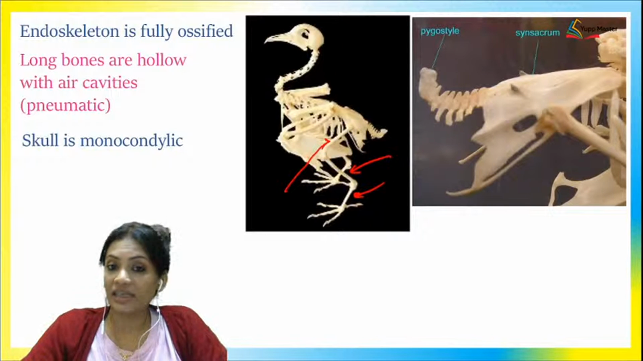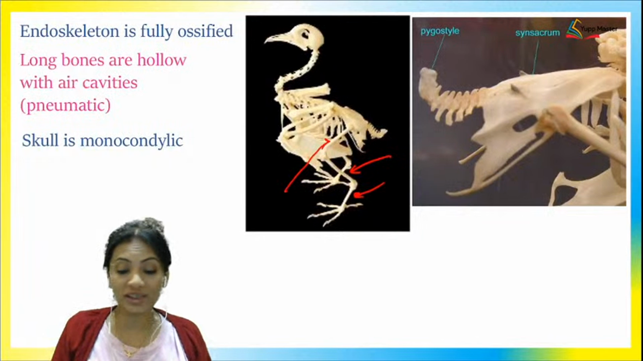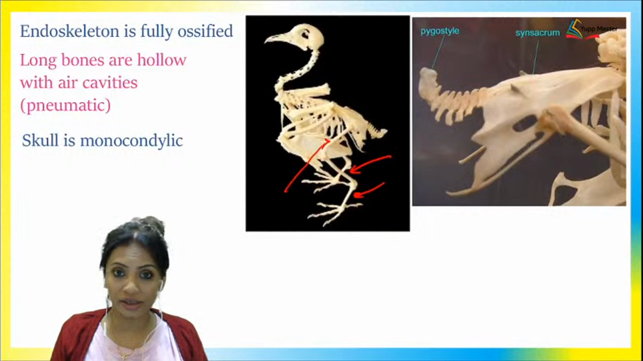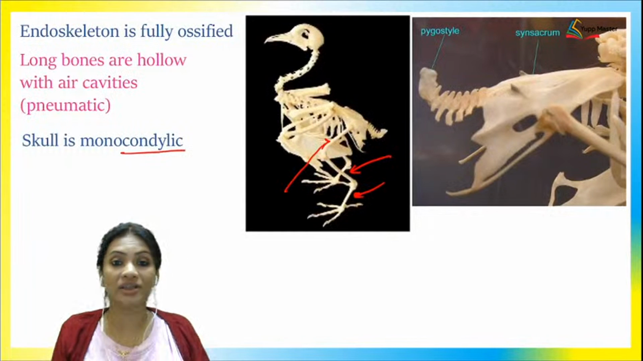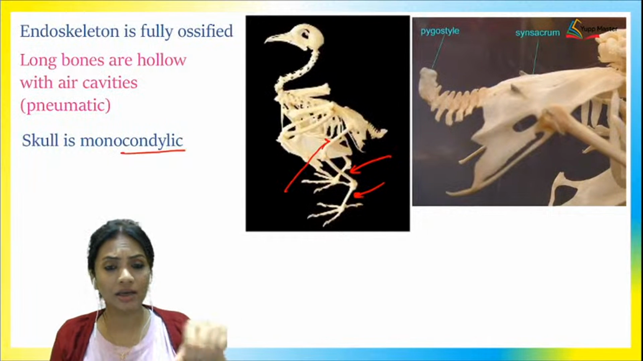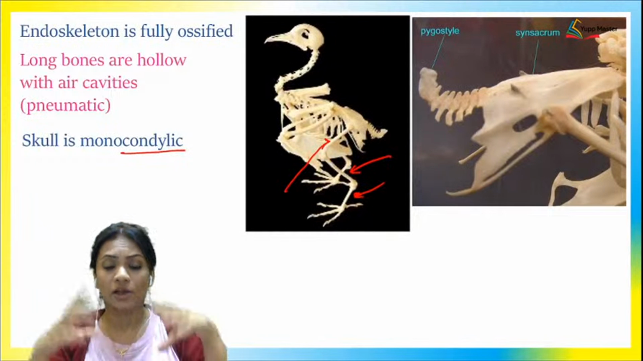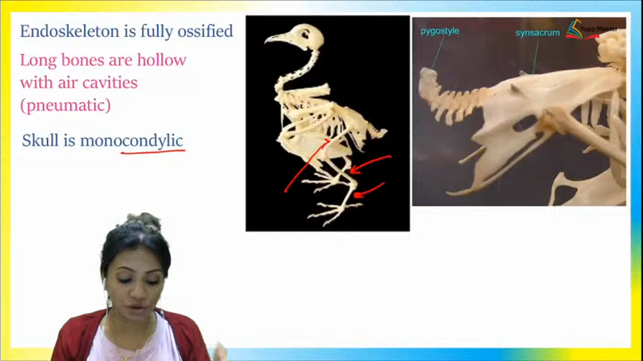Okay, now we see here that the skull is monocondylic. Now monocondylic, for this word, first of all I'd like you to understand the meaning of the word condyle. Condyle means knuckle. What is knuckle? Knuckle means this part over here.